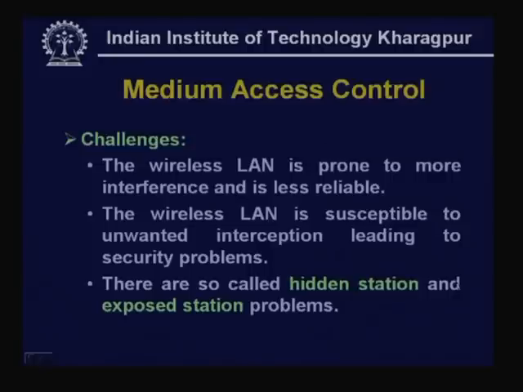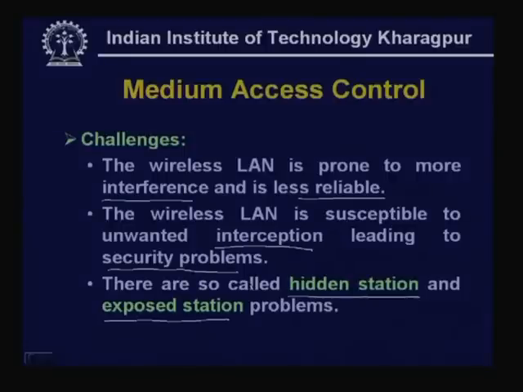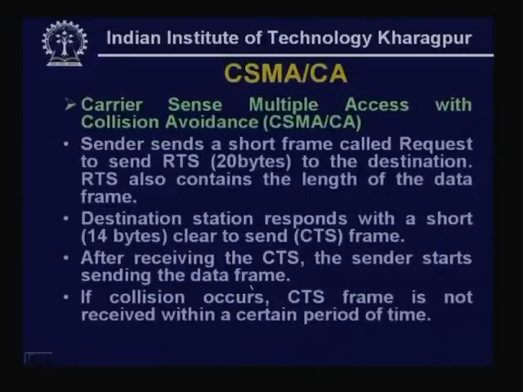Now, as I mentioned, the medium access control in wireless LAN has several challenges. Particularly, it is prone to more interference and it is less reliable compared to wired LAN, and the wireless LAN is susceptible to unwanted interception, leading to security problems. How these are overcome we shall discuss. Moreover, there are so-called hidden station and exposed station problems which I have discussed in detail while discussing the CSMA/CA protocol.